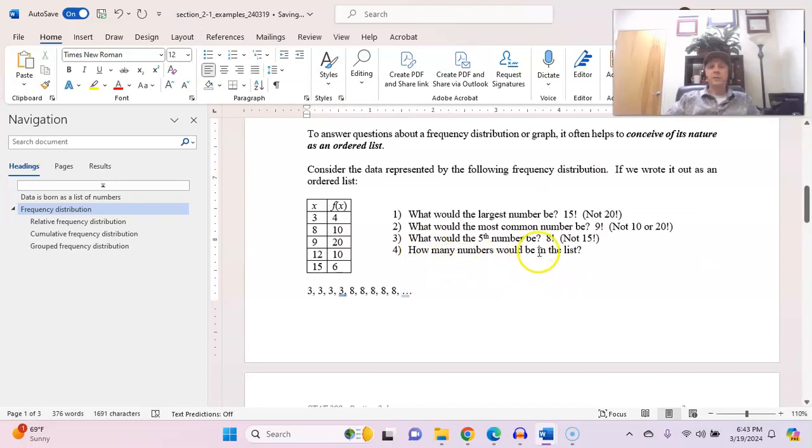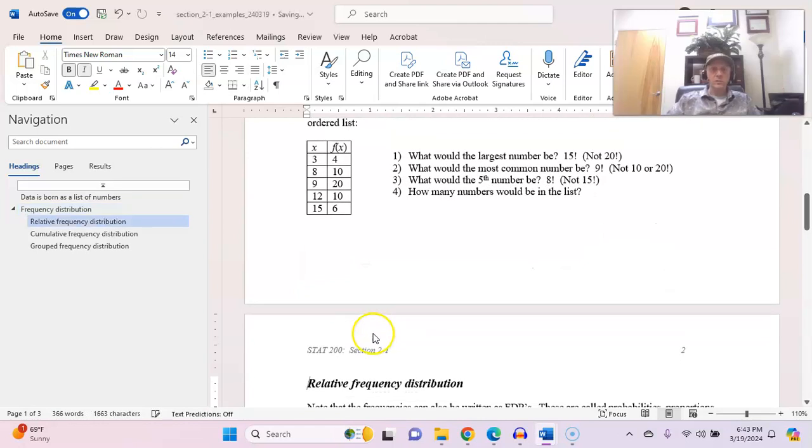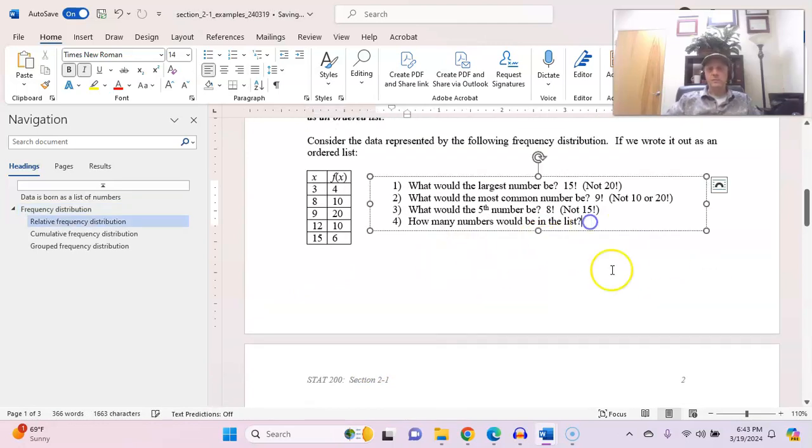And finally, how many numbers would be in this list altogether? Well, do you remember what we said about counting the frequencies? If there are 4 of these and 10 of those and 6 of those, altogether they would add up to 50. And remember what letter we call that? We usually call that lowercase n equals 50, although my autocorrect wants to make it capital. Fine.